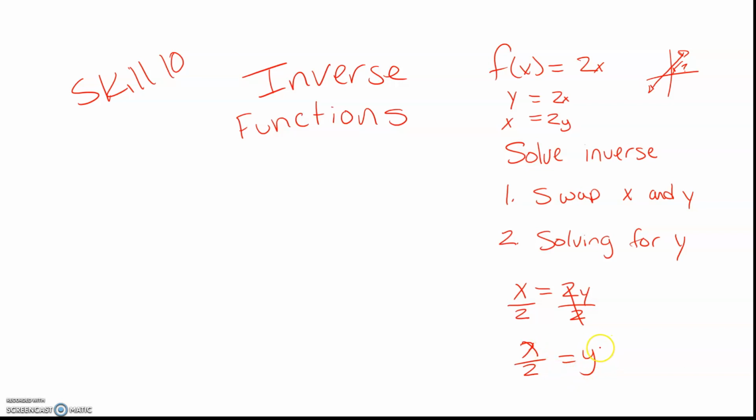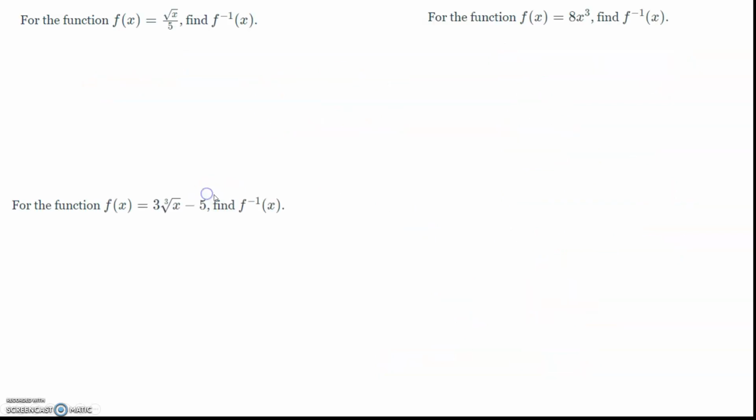Because y is by itself, and it is an inverse, I label it by putting that little negative 1 up there. That just means it's an inverse. That's all it means. So the inverse of y equals 2x is x over 2, or 1/2 x. Simple enough. Let's try a couple of examples.